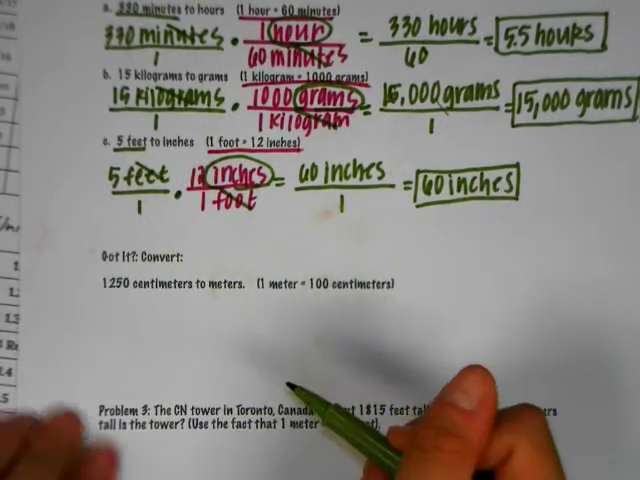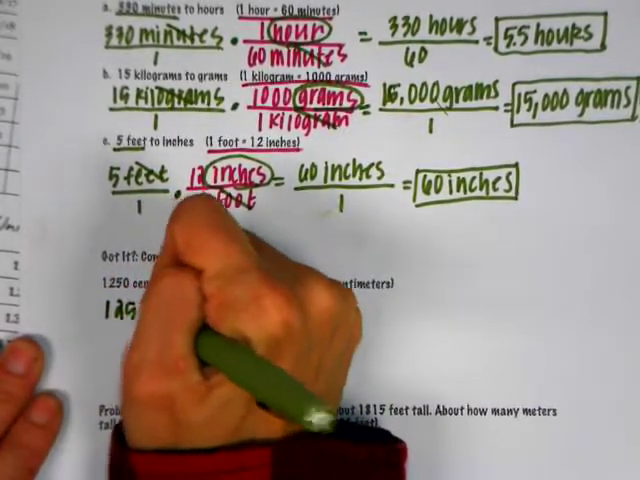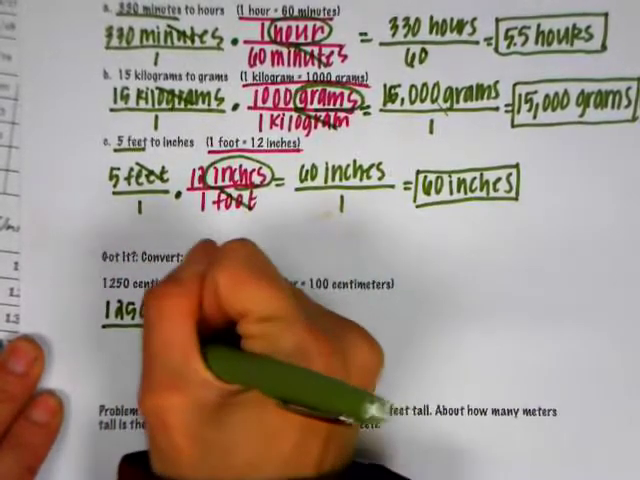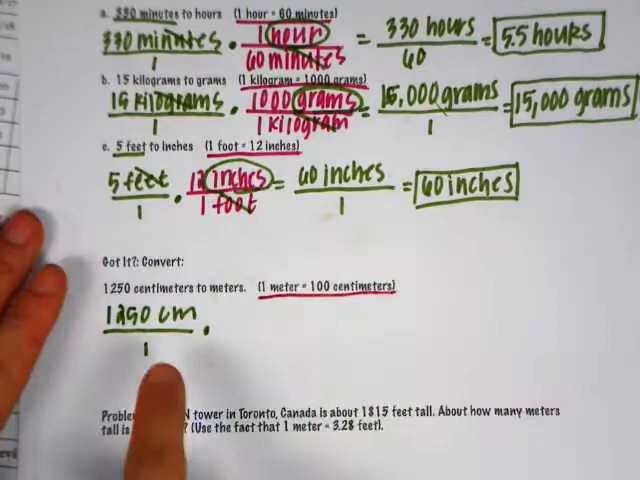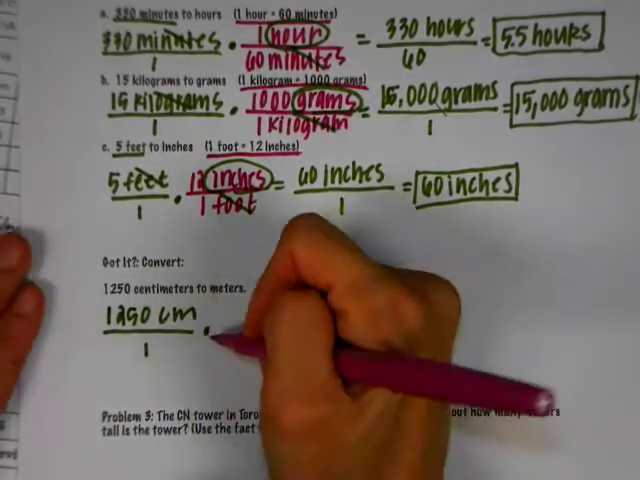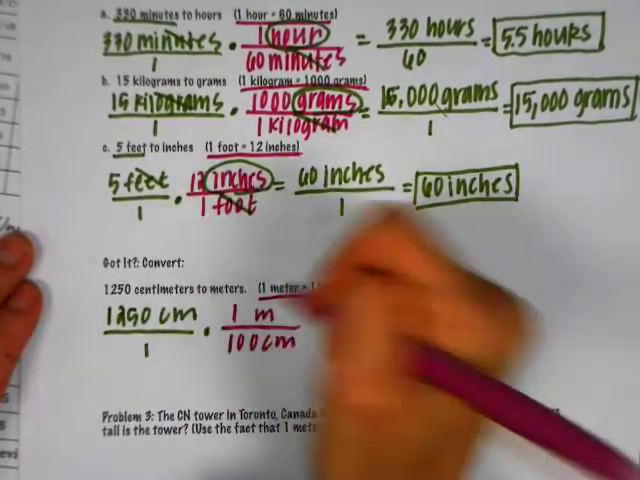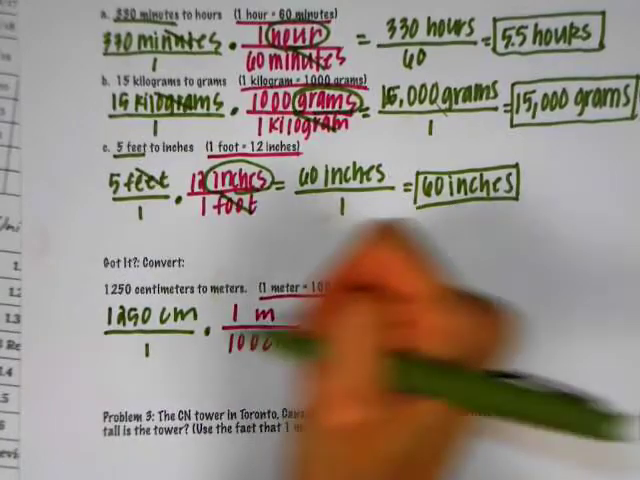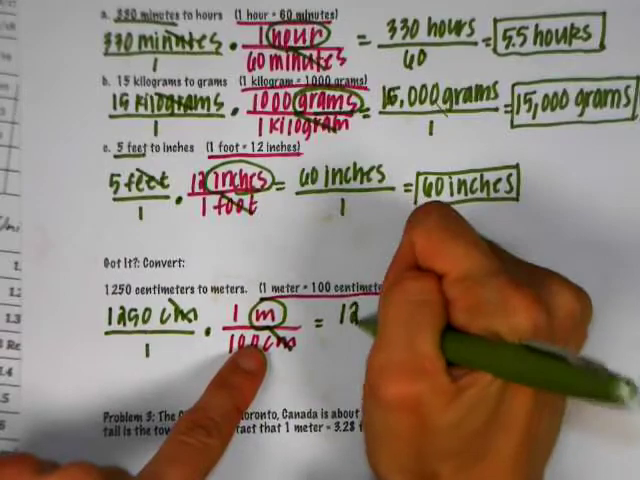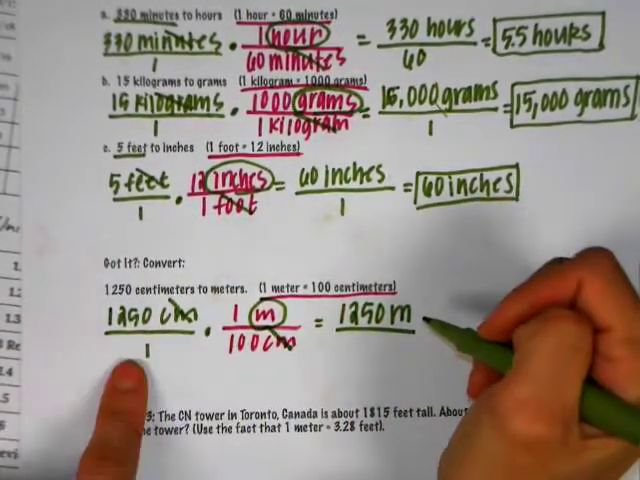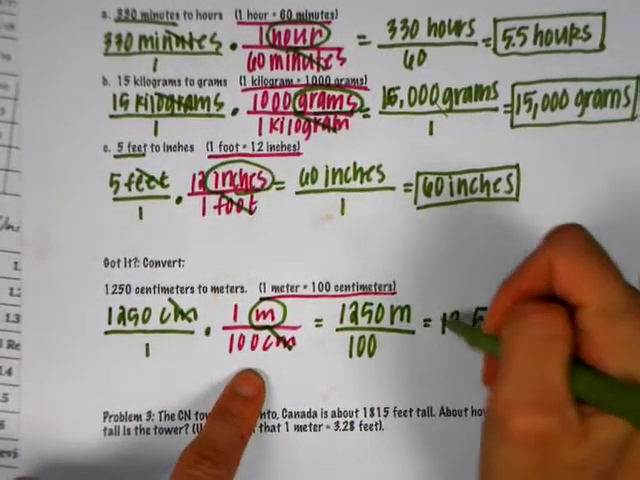All right. So first, 1,250 centimeters to meters. You should have 1,250 centimeters, and then your conversion factor, 1 meter is 100 centimeters. Where should the 100 centimeters go? Bottom, yep. So 100 centimeters, 1 meter. Centimeters cancel, so go across. 1,250 times 1 is 1,250. 1 times 100 is 100. And you divide that, so you get 12.5 meters.